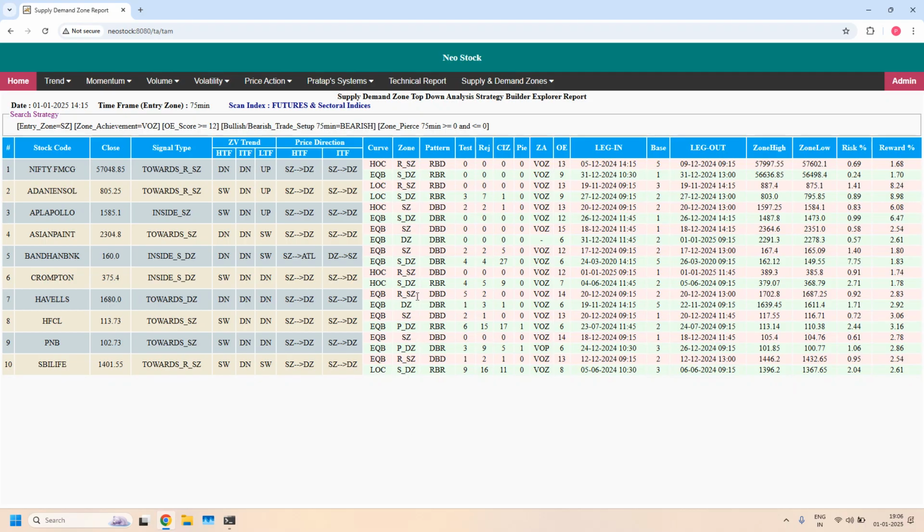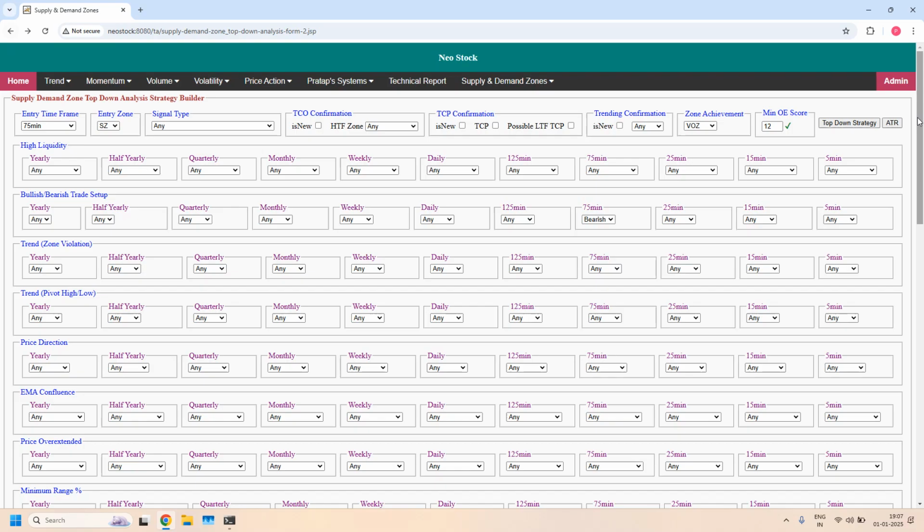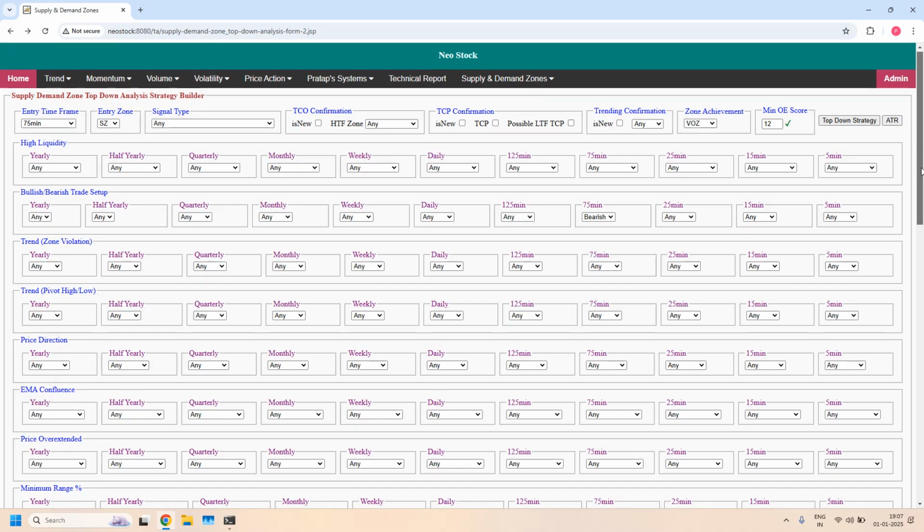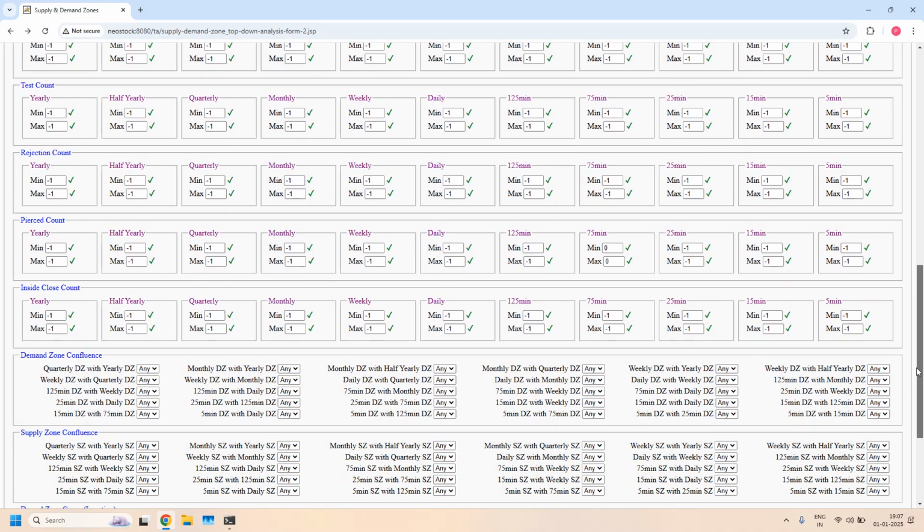And some of these zones are high liquidity zones that support high probability setup. Apart from that, high probability setup also we can filter based on LTF and ITF zone confluence and LTF, ITF, HTF zone confluence. First filter is LTF and ITF supply zone confluence. That is 75 minute supply zone with daily supply zone confluence. I am enabling that filter.